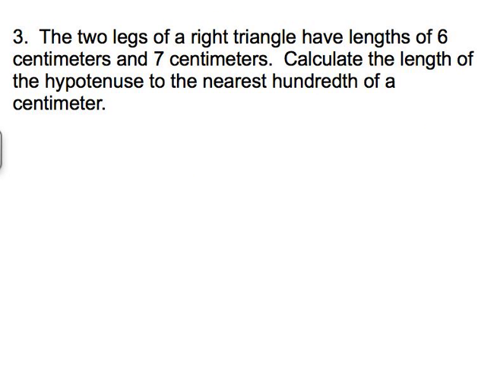The two legs of a right triangle have lengths of 6 centimeters and 7 centimeters. Calculate the length of the hypotenuse to the nearest hundredth of a centimeter. Since there isn't a diagram with this one, what I would suggest is that you draw and label a triangle before starting. Let's go ahead and push pause, try to find the length of the hypotenuse, and then push resume again.